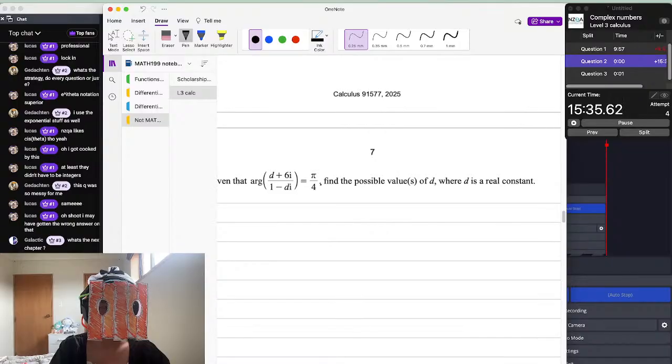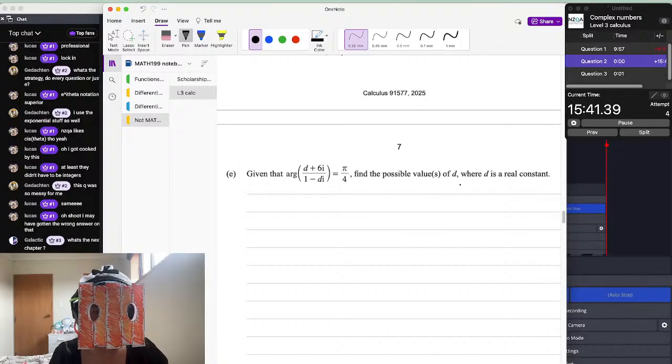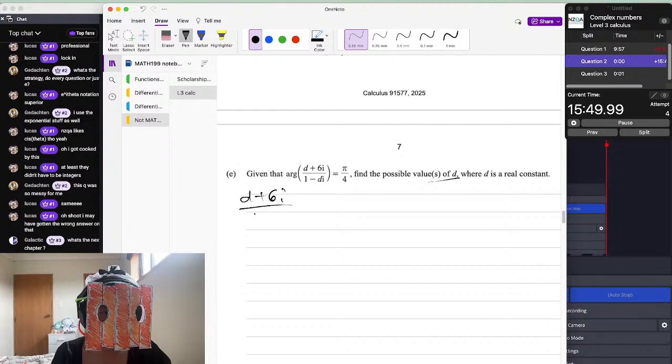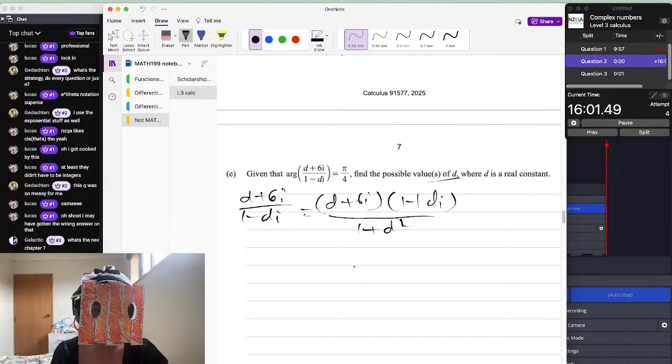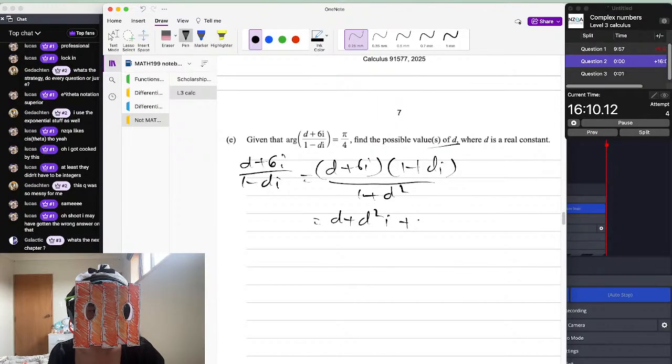Given that the argument of a complex number with d plus 6i, find all possible values of d. Okay. Real constant. We'll just rationalize this, and that'll give us 1 plus di, and the bottom sums out to 1 plus d squared. That'll give us d plus d squared i plus 6i minus 6d, over 1 plus d squared.